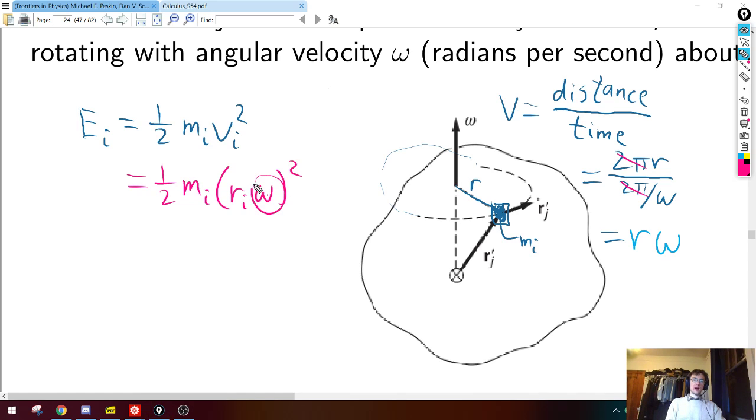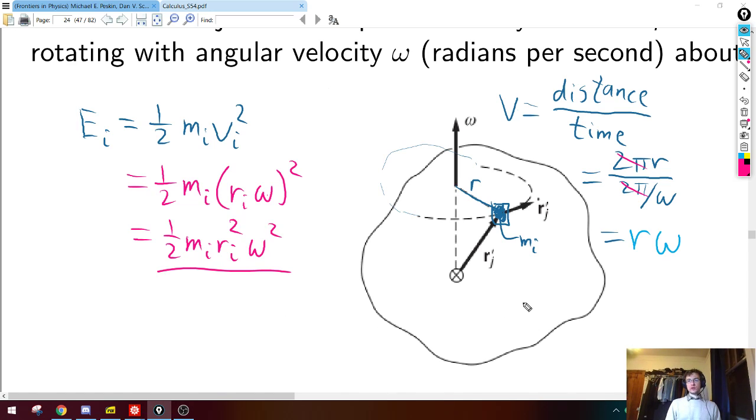Now notice I did not put an index i on omega, because all of the particles are moving with the same angular velocity omega. Right? Omega is a constant over all particles i. So I don't put a subscript. It's always the same. That's actually important. So anyway, the energy of this ith particle is just 1/2 m_i r_i squared omega squared. Okay, so that's our intermediate result.